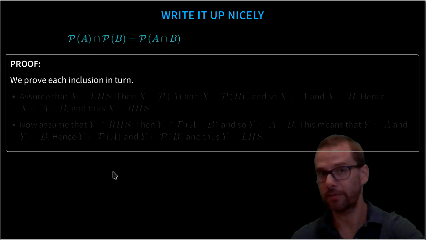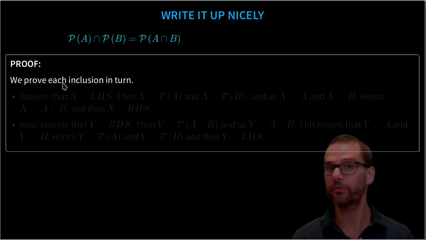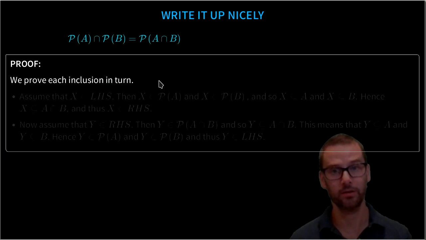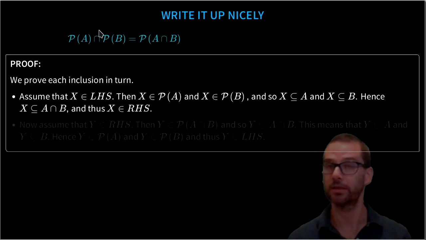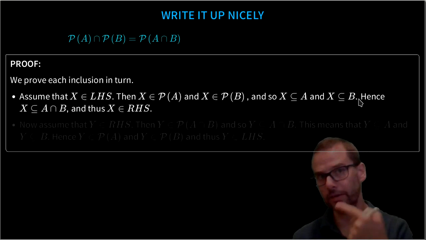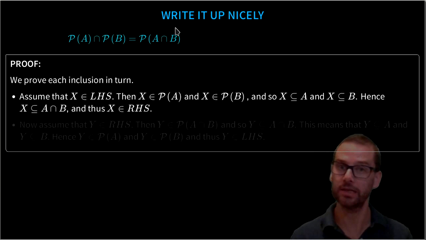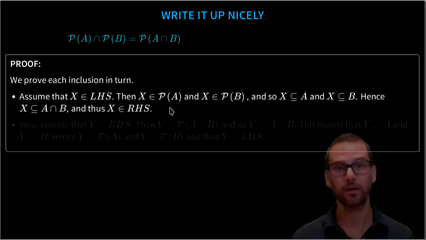So now we just have to write that up nicely, and so again, we tell the reader what's going on. In our proof, we prove each inclusion in turn. So we assume that X is in the left-hand side, which tells us it's in the power set of A and the power set of B, and so it's a subset of A and a subset of B, and hence, by the stuff we did earlier, it's in that intersection, and so it's in the right-hand side.